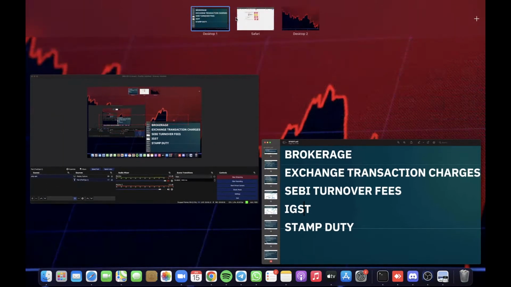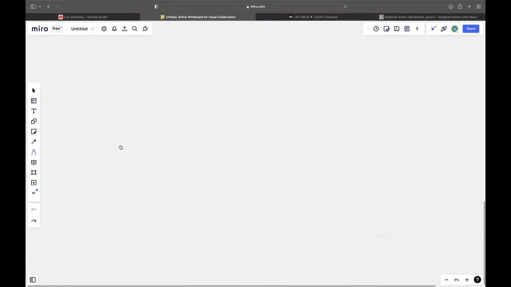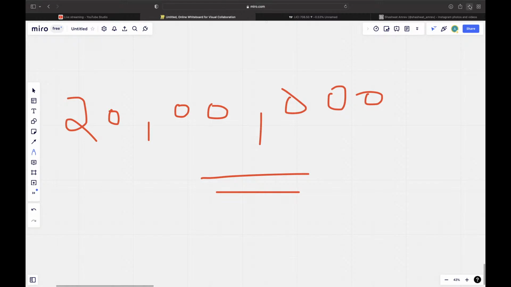Now if someone had told me, Shashwat, when I was studying the stock market, Shashwat, you can save 20 lakhs, I would have literally saved 20 lakhs. My 20 lakhs are gone in charges and brokerages. Do you know? I spent 20 lakhs. You want to see the proof?